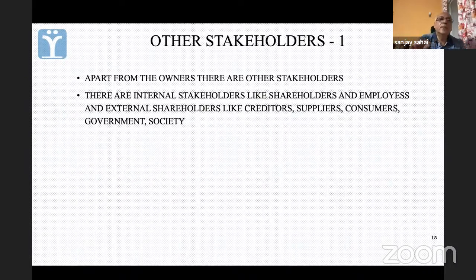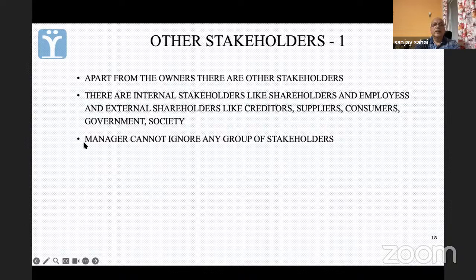Now that interest may be monetary. It may be because you are an owner, but it may also be because you are working there. It may be because your business is dependent on them. Something or the other, maybe in the case of a consumer, it is because that company produces something which you like. So these points are there. Now for the manager, the biggest problem is that he cannot ignore any group of stakeholders.